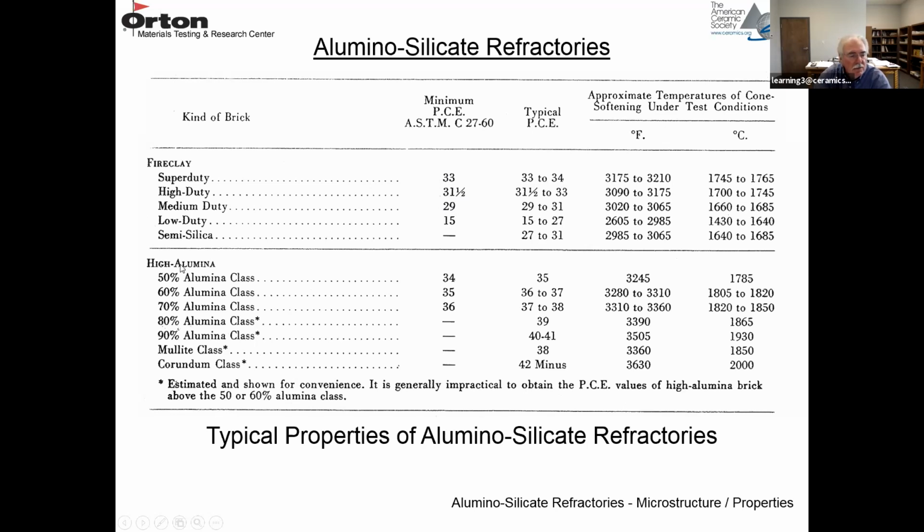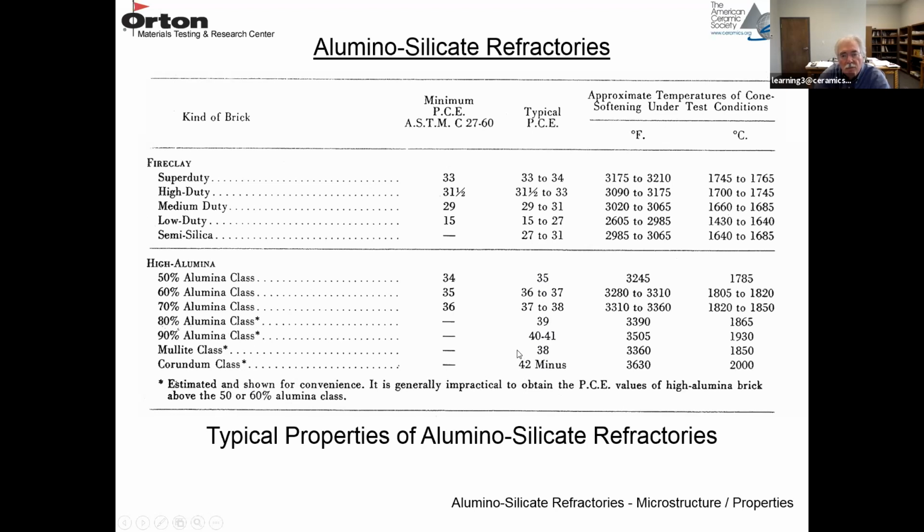The high alumina class goes from 50 to 90%. We also have mullite and corundum. These are the PCE values that are the minimum values required to be in these classes. So a 70% alumina has to be at least a PCE value of 36. And these are the typical PCE value ranges for all of these materials, corundum being the highest melting material.